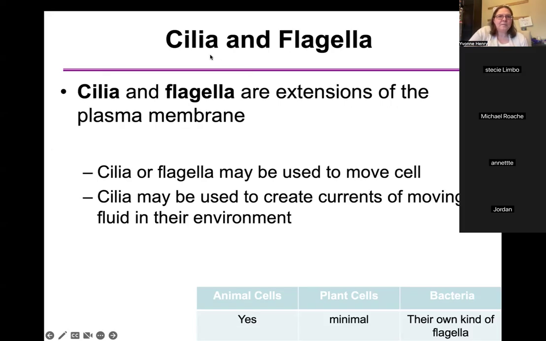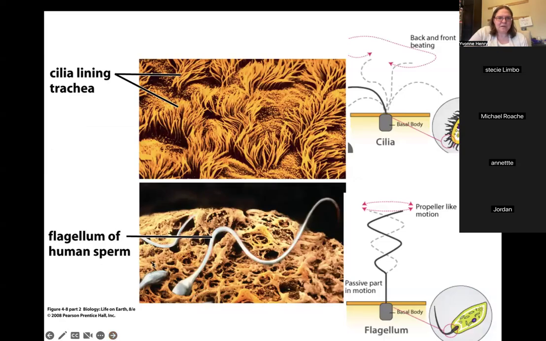And we'll see pictures of kind of what that looks like. So the top picture here is the cilia inside your trachea, your lungs, your breathing tubes, and they kind of flap in the same direction. They kind of beat back and forth to help move things in the directions they're supposed to be inside your lungs. The flagellum that we'll see in eukaryotic cells is mostly associated with the human sperm cell.